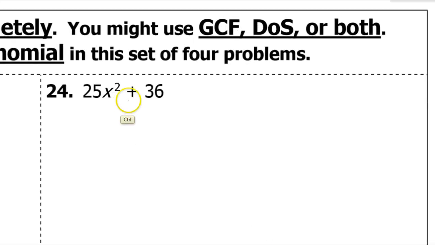Okay. Now, what about this? Both terms do not have x's, so there's no variable common factor. 25 and 36 cannot be divided by the same thing. So there's no GCF at all.